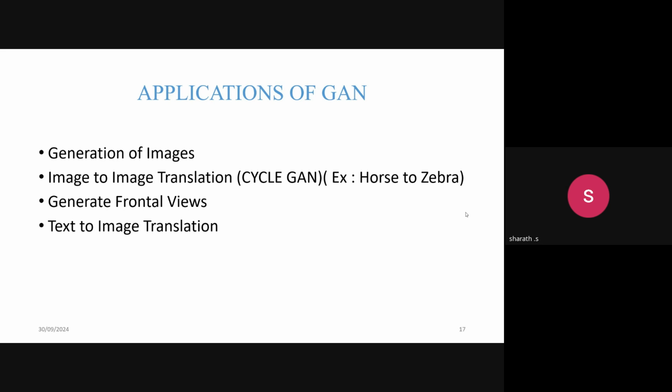Next is text to image translation. Say you want to generate some image, you can give the characteristics of that image in the form of text, and your GAN will generate that image. So these are the basic applications of the GAN. There have been many applications in use, generated in real time for doing all these.